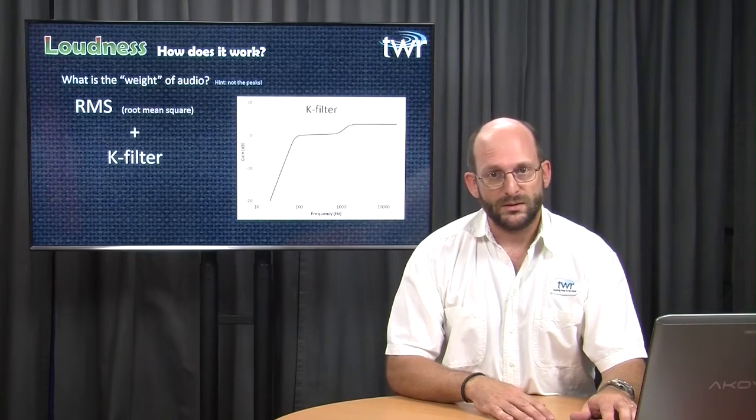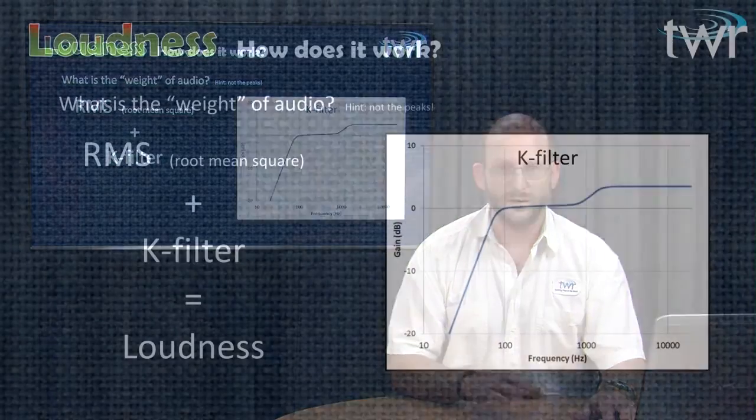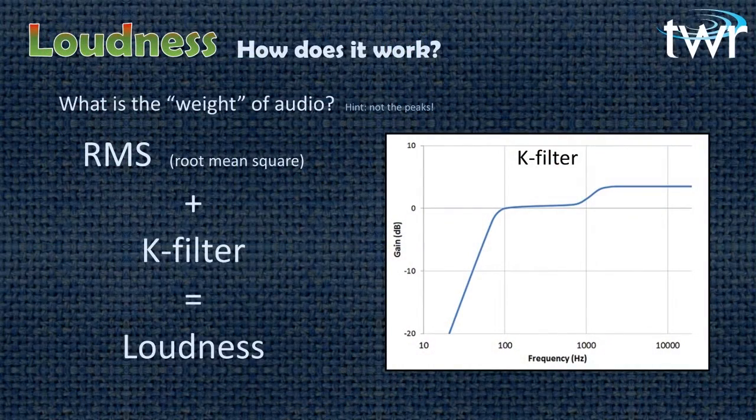To measure loudness, or to measure how loud audio is, we need to measure the RMS value, the root mean square, the energy. If you add to that a specific filter that is called the K filter, defined in the standard, you get the loudness, or the loudness unit. We'll come back to that.